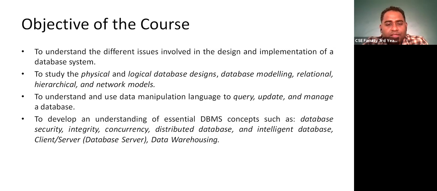So ANSI SPARC architecture or three schema architecture or three level architecture or three view architecture, or three levels of abstraction, these all are the same thing. There are three different levels. The first is your external or view level, then there is a conceptual level, and then there is a physical level. I'll explain all these things.